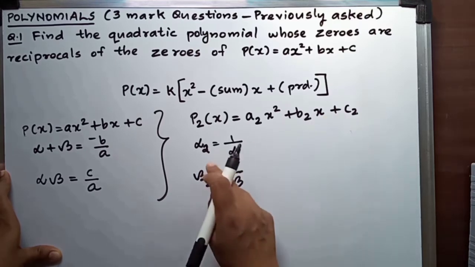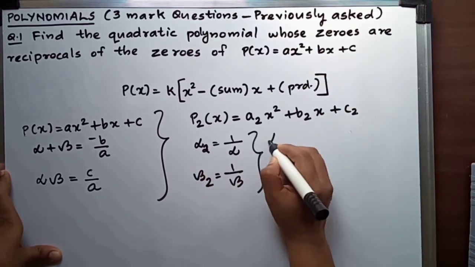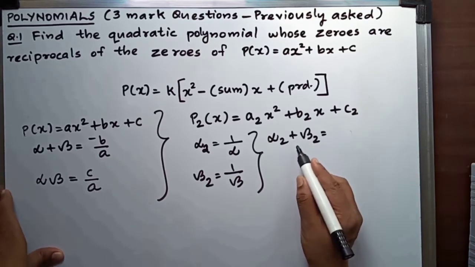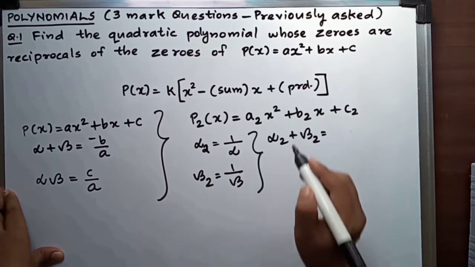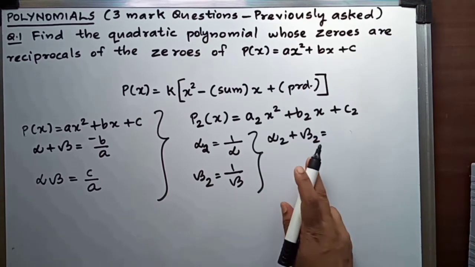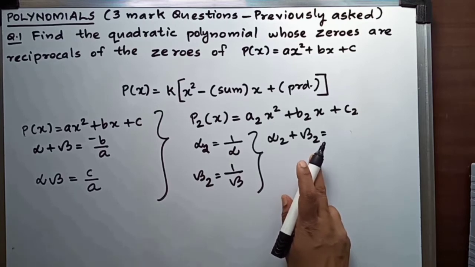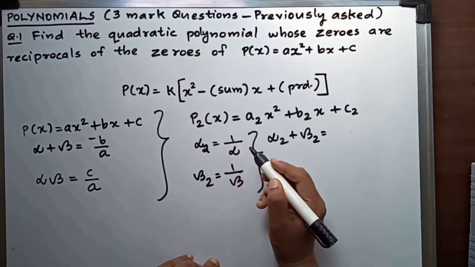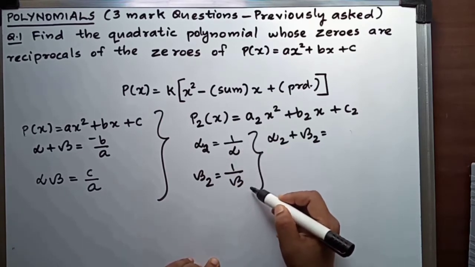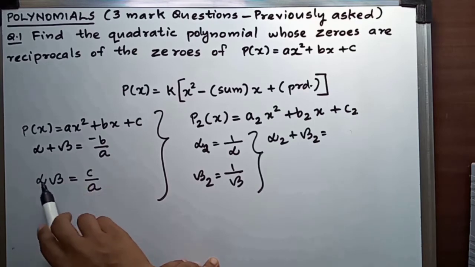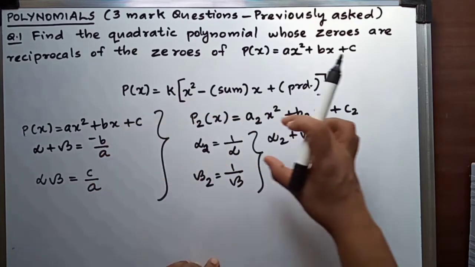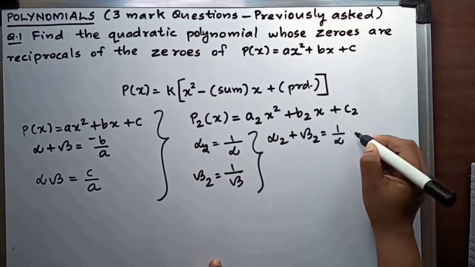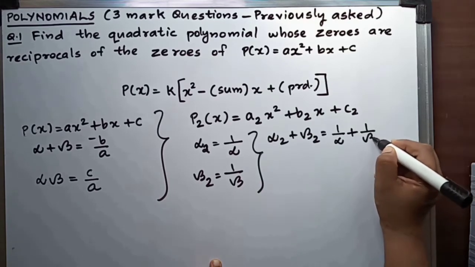Okay, now what is alpha 2 plus beta 2? That is sum of zeros of this required second degree polynomial. Alpha 2 is 1 by alpha. Why are we taking it in terms of alpha and beta? Because we know alpha plus beta and alpha beta here. We have to take this value and apply it here. So alpha 2 is 1 by alpha and beta 2 is 1 by beta.